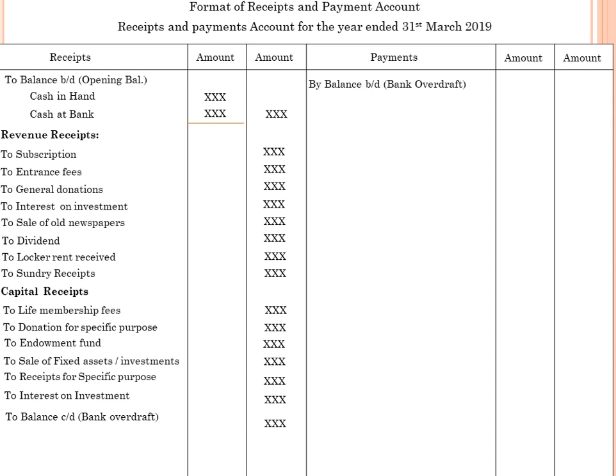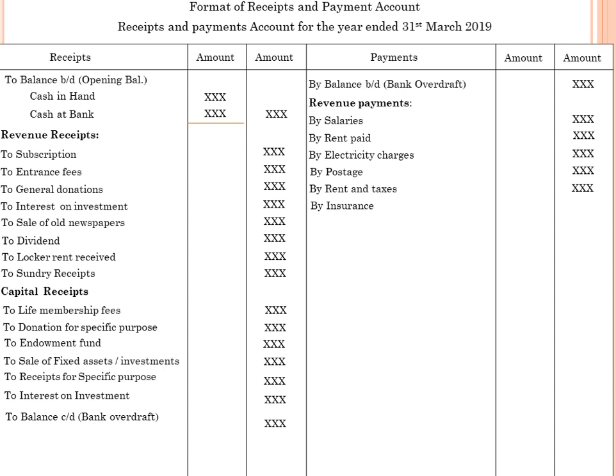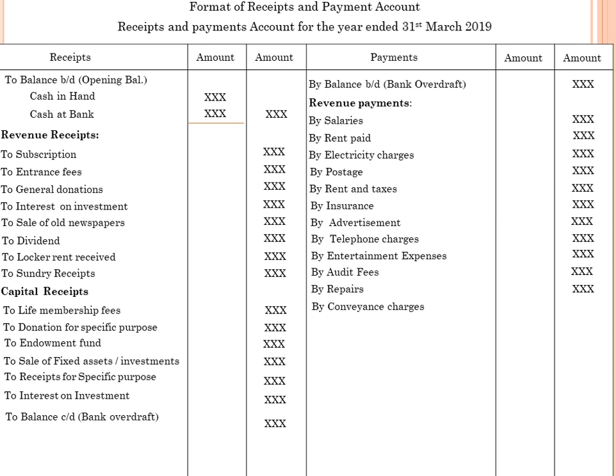By balance brought down, the opening balance, the bank overdraft, and revenue payments. Here I list out one by one the revenue payments: by salaries, by rent paid, by electricity charges, by postage, by rent and taxes, by insurance, by advertisement, by telephone charges, by entertainment expenses, by audit fees, by repairs, by conveyance charges, by newspaper and periodicals, by office expenses, by sundry expenses. These are the examples of revenue payments.